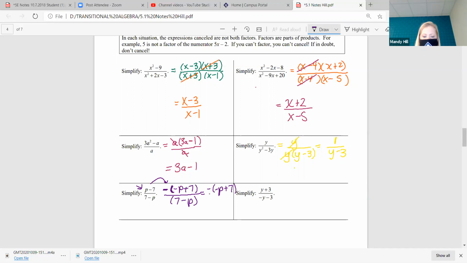Can I write that bottom by moving the negative P in the front and the positive 7 in the back so that they match? Because they're the exact same thing. So that negative P plus 7 and negative P plus 7 cancel out. They turn into 1. I'm left with a negative. The answer is negative what?